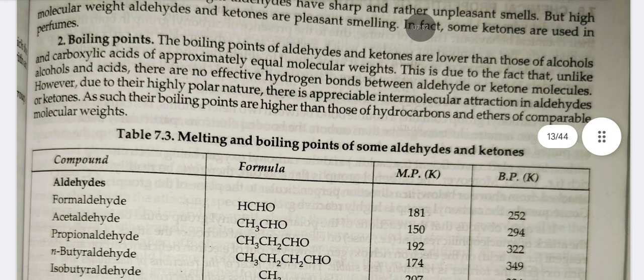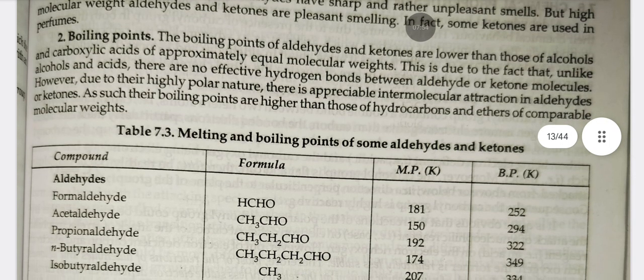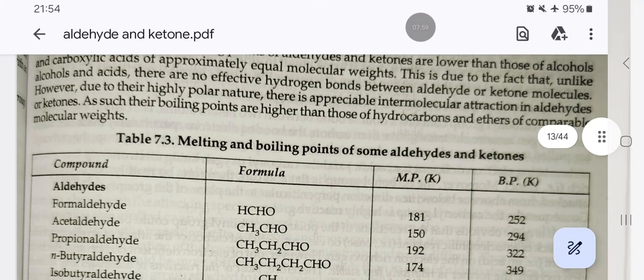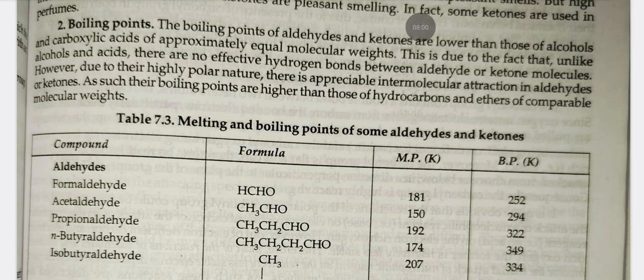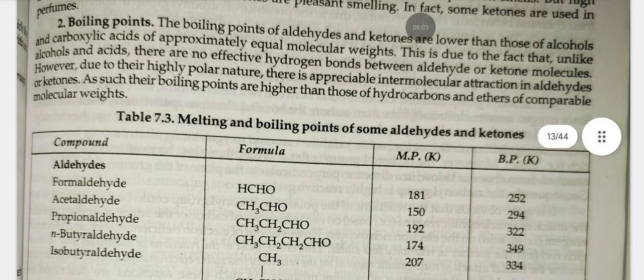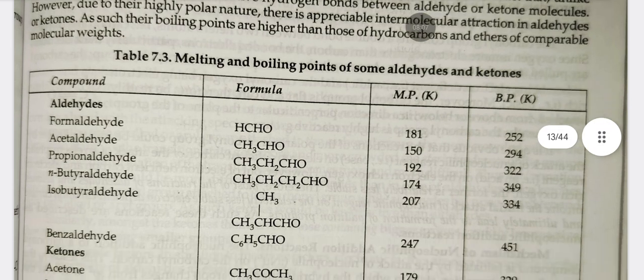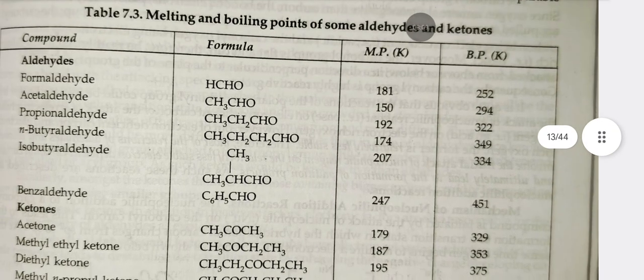Boiling points. The boiling points of aldehydes and ketones are lower than those of alcohols and carboxylic acids, as there are no effective hydrogen bonds between aldehyde or ketone molecules. As such, their boiling points are higher than those of hydrocarbons and ethers of comparable molecular masses.